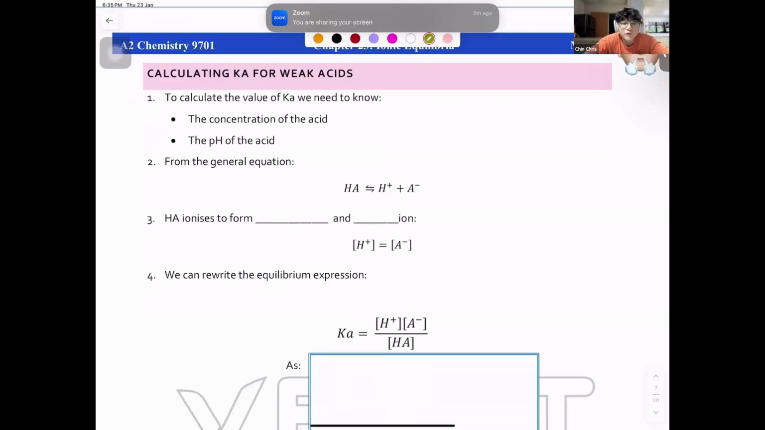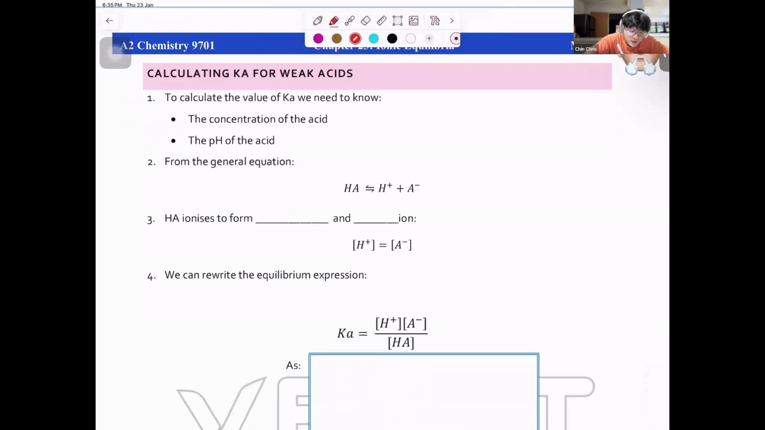Okay, how do we calculate the Ka for a weak acid? What do we need? We just need the concentration of the weak acid. At the same time, we need the pH of the weak acid.